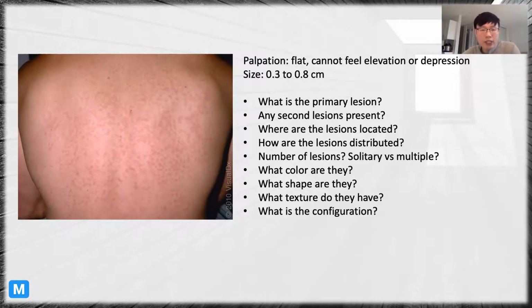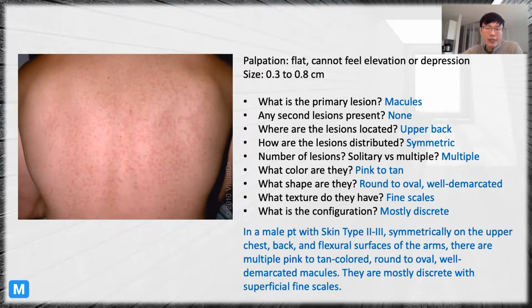Number of lesions: are they solitary versus multiple? What are the colors? The shape of the lesions? And then texture, maybe on the picture or also on palpation, and what is the configuration? Okay, I'm going to just go straight to the answers. This is not a unique way of describing it. This is one way of describing it.